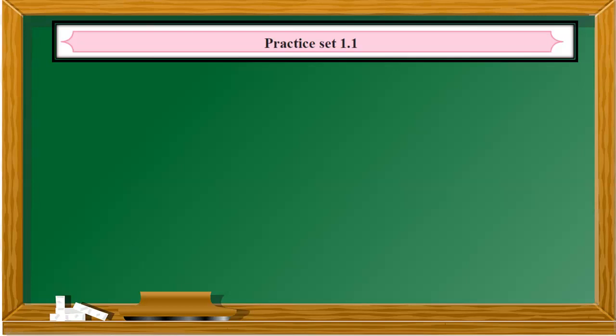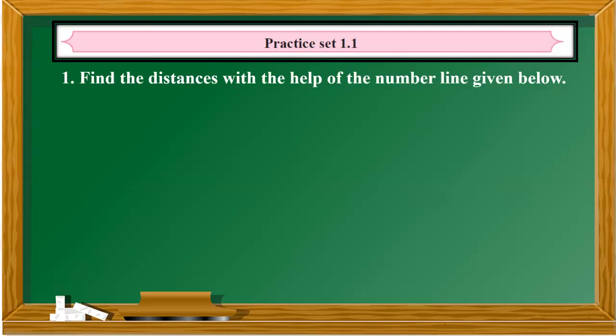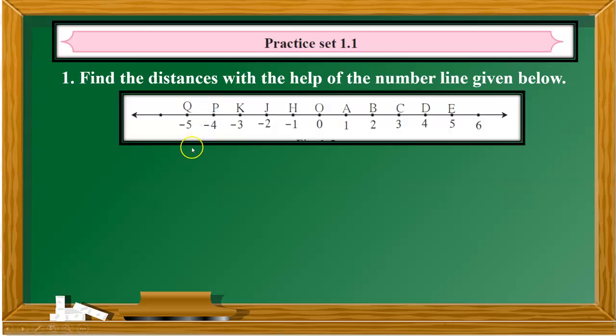The first question, find the distance with the help of the number line given below. Here is the number line. Let's start with the first question, distance BE. Now, to find the distance BE, we need the coordinates of B and E. So, coordinate of B is 2 and coordinate of E is 5.